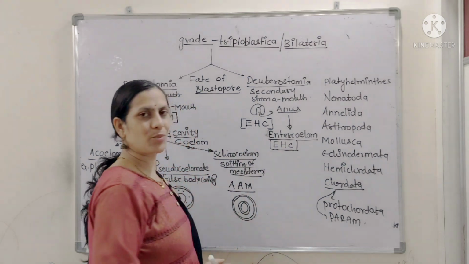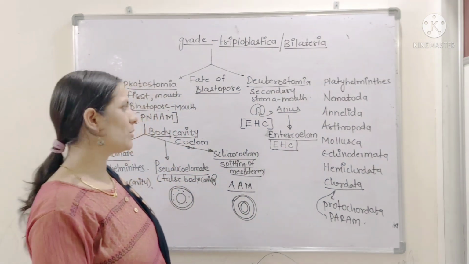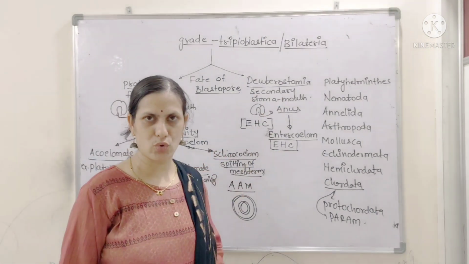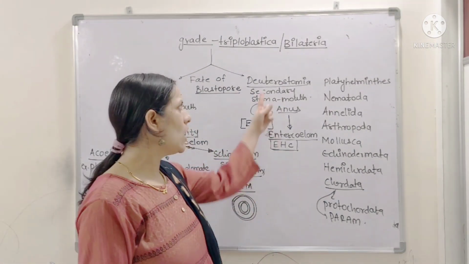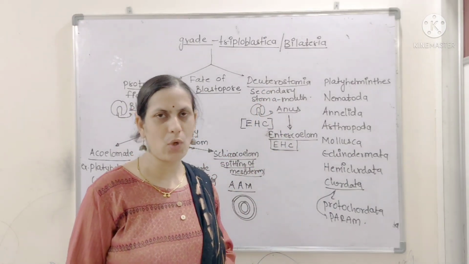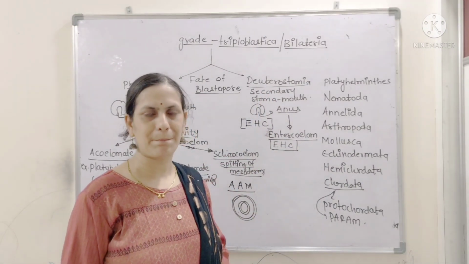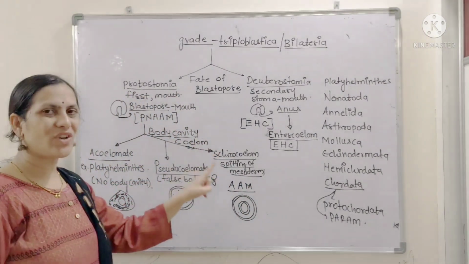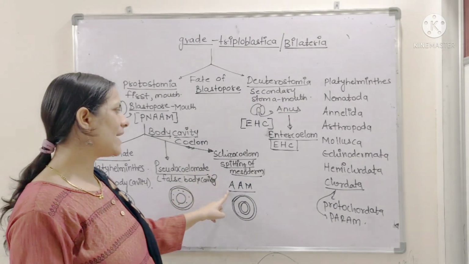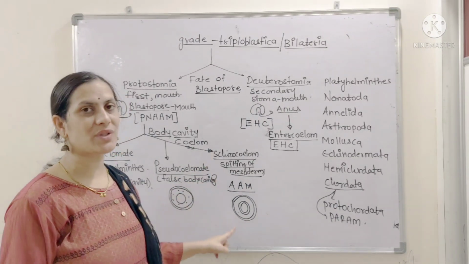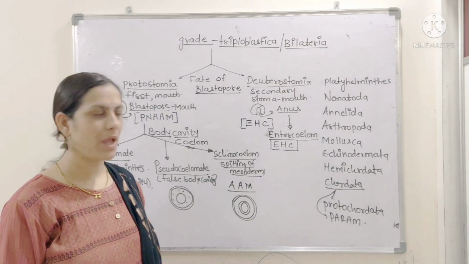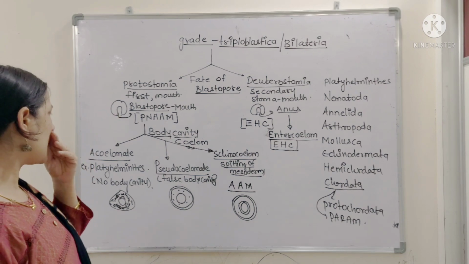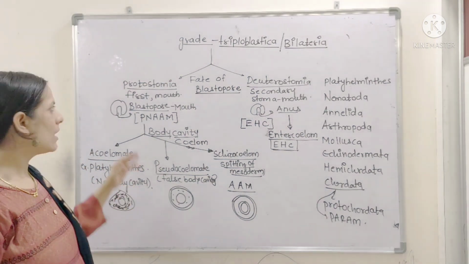Here are a few statements, please remember them. All the enterocoelomates are deuterostomes, or all the deuterostomes are enterocoelomates. It will be one and the same. Another thing you should remember perfectly: the first true coelomate phylum, or first schizocoelomate phylum, is Annelida.